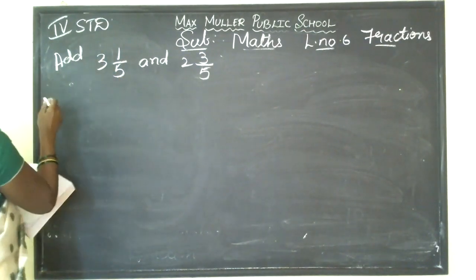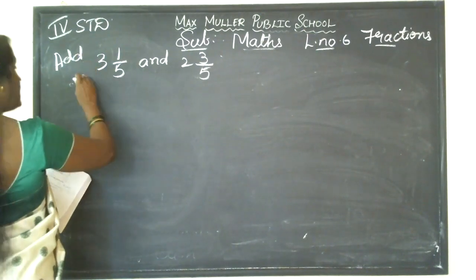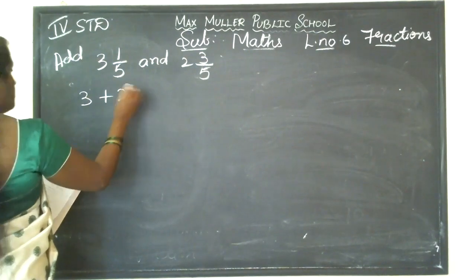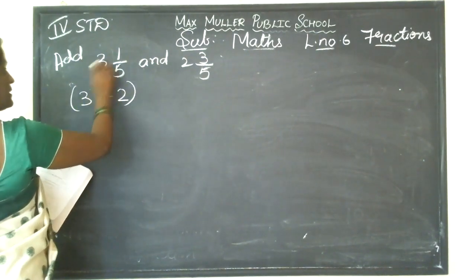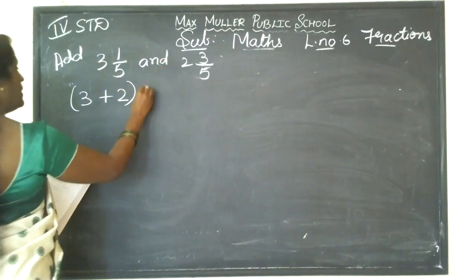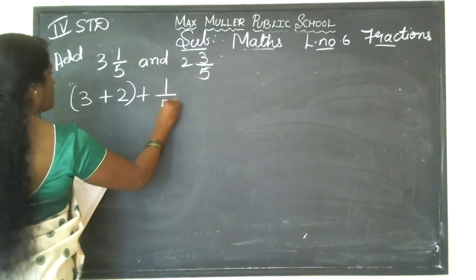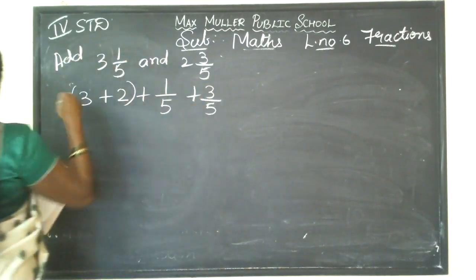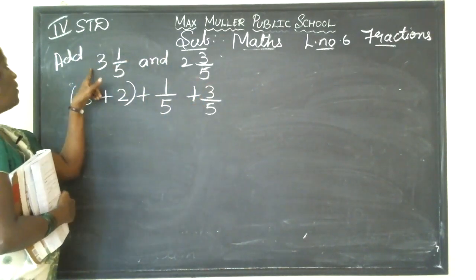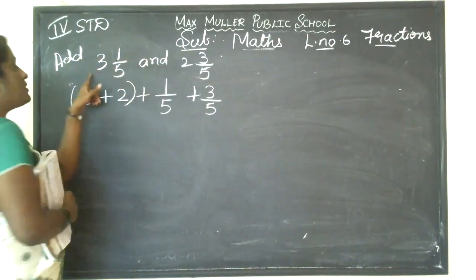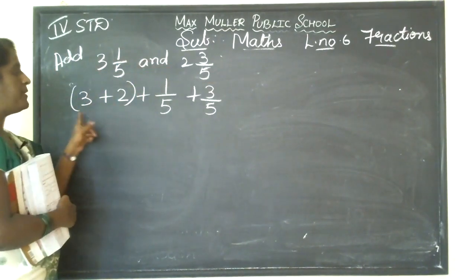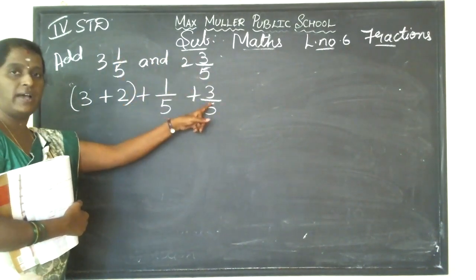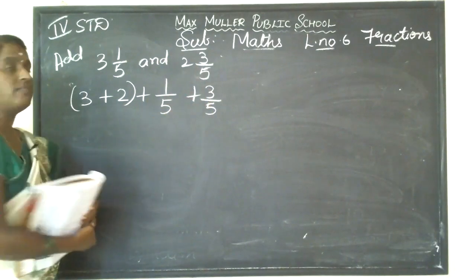Yes, no children. So the first method, what you should do, add whole numbers first. 3 plus 2. This is the whole number. See, this is 3 and 2 is a whole number. Next, plus 1 by 5 plus 3 by 5. So how will you do addition? Whole numbers we have written 3 and 2, just we copied here. Next is plus 1 by 5 plus 3 by 5. Numerator and denominator we have copied.